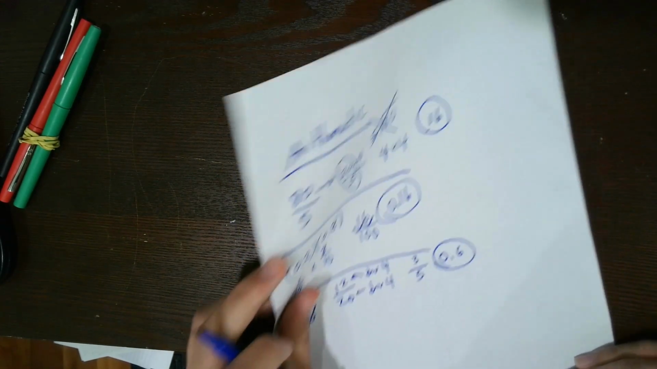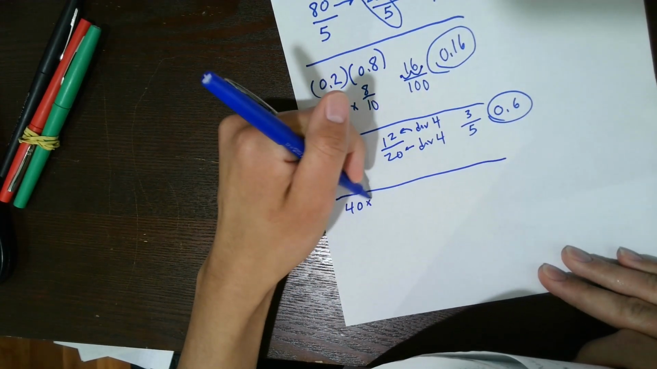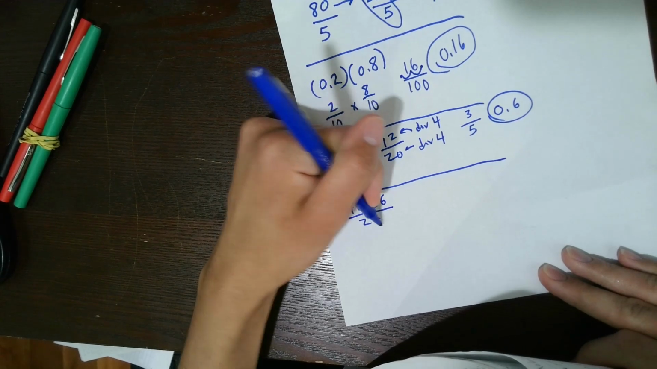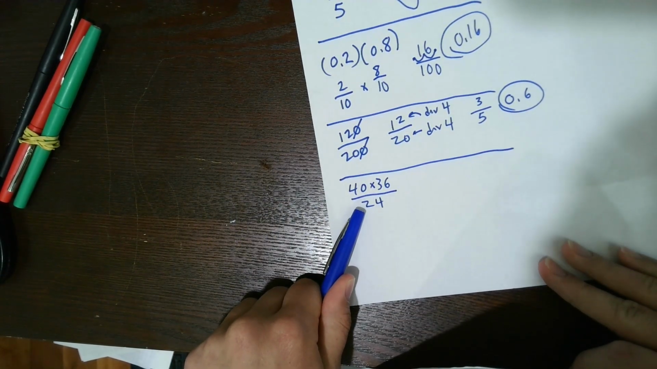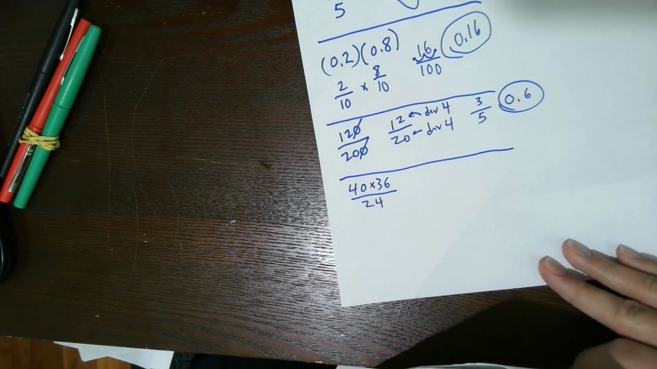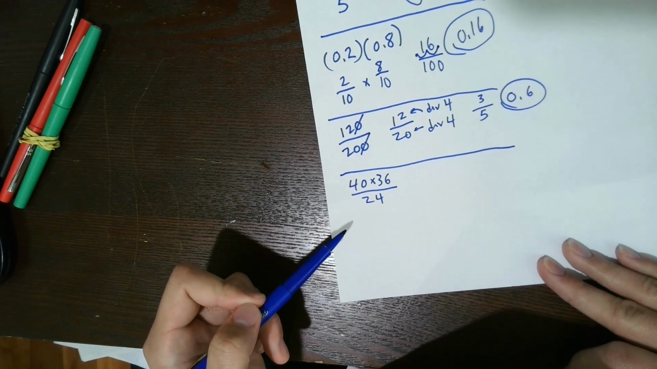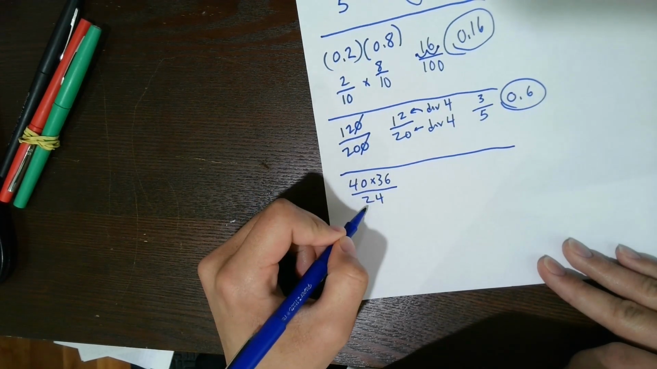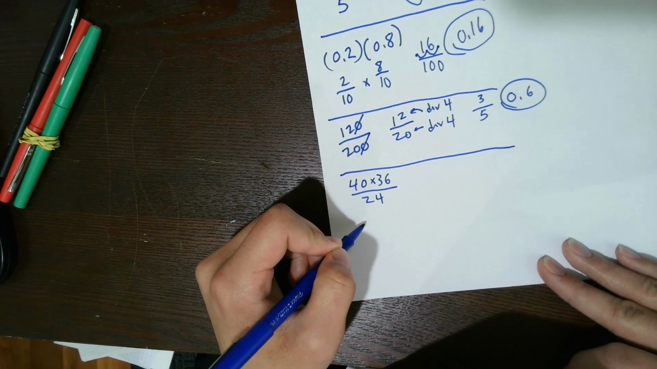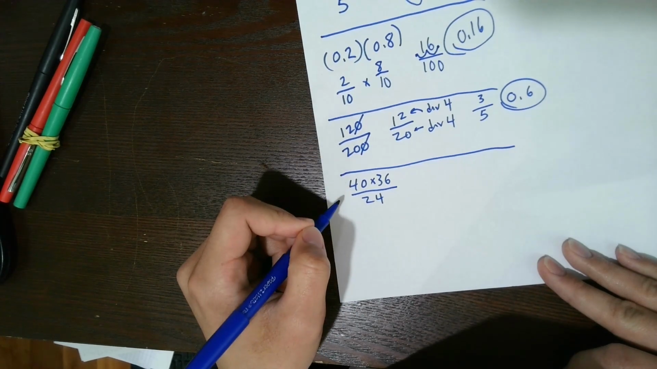Now, what if we have a mixed operation? Something like this, 40 times 36 times 24. So this would take a long time to do out, and we'd probably end up making some sort of mistake by the time we did the long multiplication and the long division. So the way I like to do this one is to split each of the numbers into factors first. And then once we get it into factors, we can cancel and cross things out.